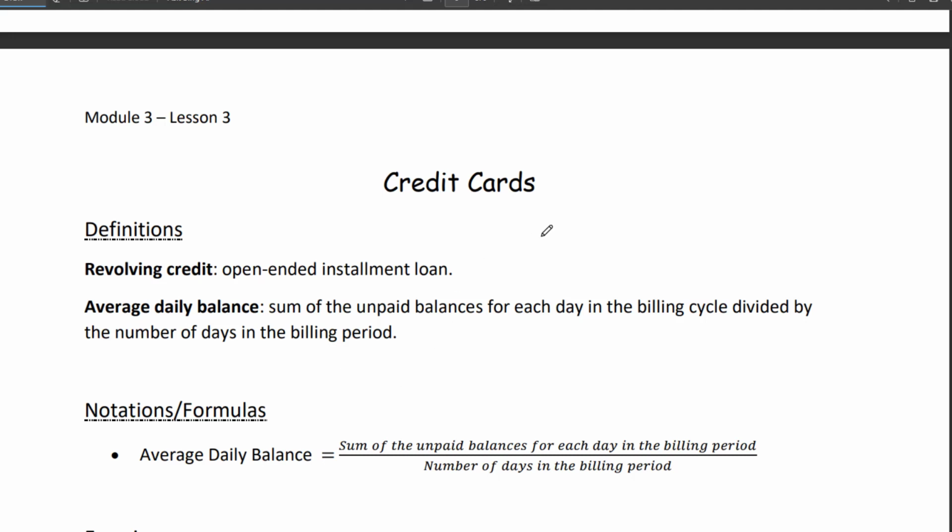Alright, Module 3, Lesson 3. This is the third and final part for this lesson. It is over credit cards.